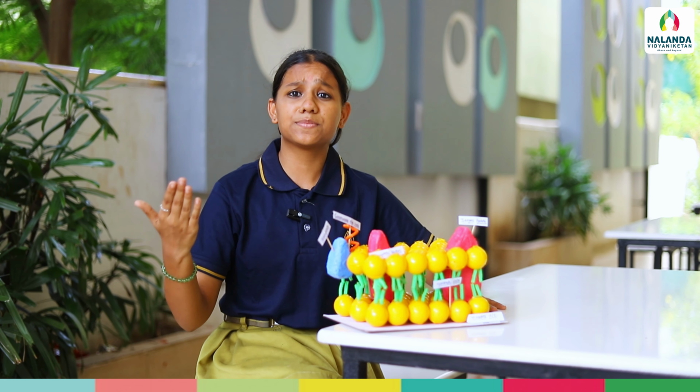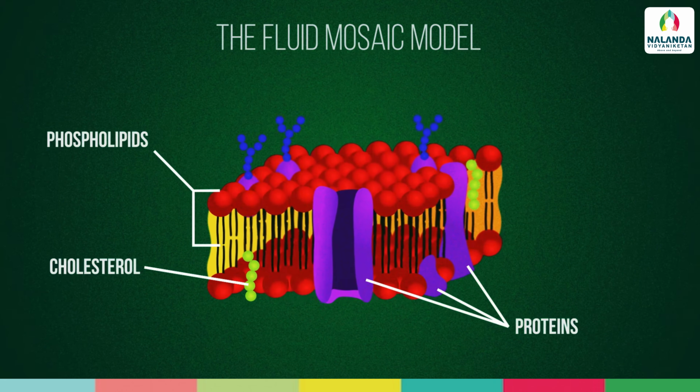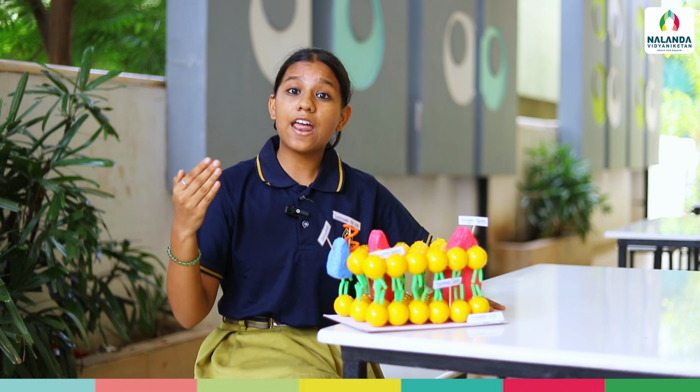The plasma membrane is mainly made up of phospholipids, proteins, carbohydrates and cholesterol. These phospholipids are arranged in two layers called the phospholipid bilayer. Each phospholipid has a water-loving hydrophilic head and a water-fearing hydrophobic tail. This arrangement makes the cell stronger and flexible.